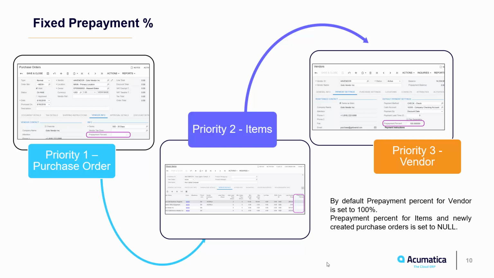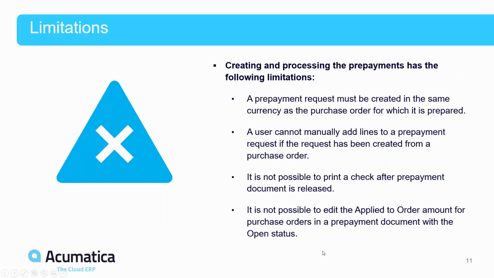By default, prepayment percent for a vendor is set to 100%. Prepayment percent for items and newly created purchase orders is set to null. Limitations for prepayments are listed here on this slide.